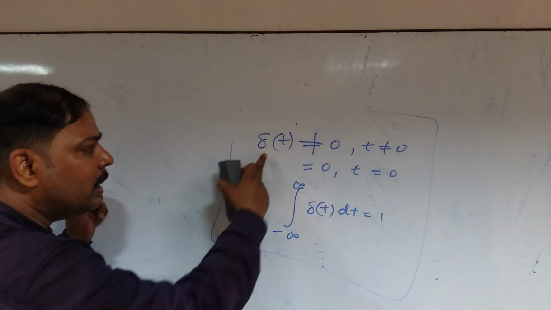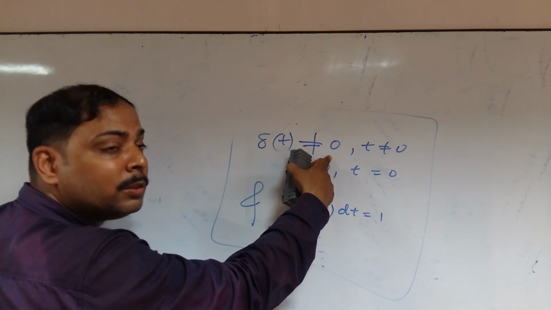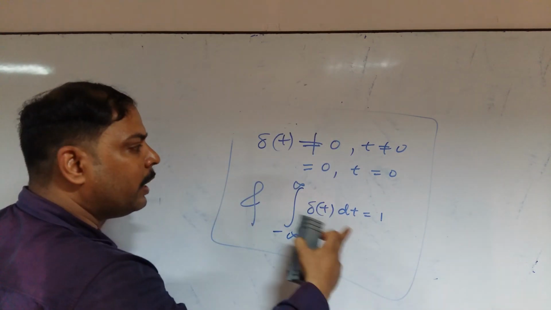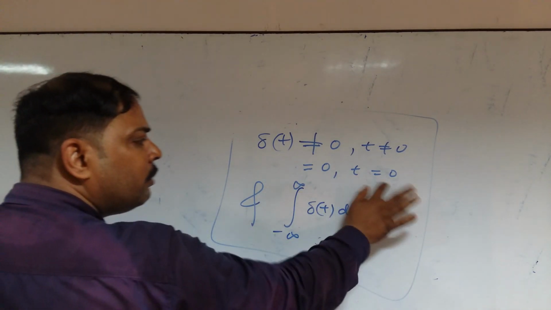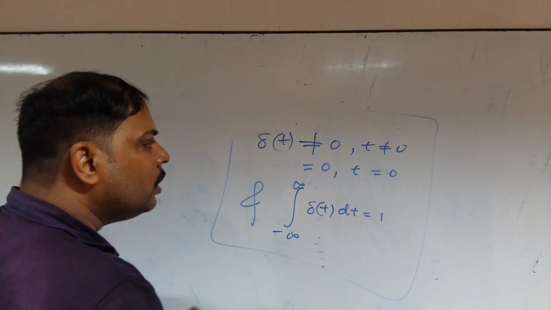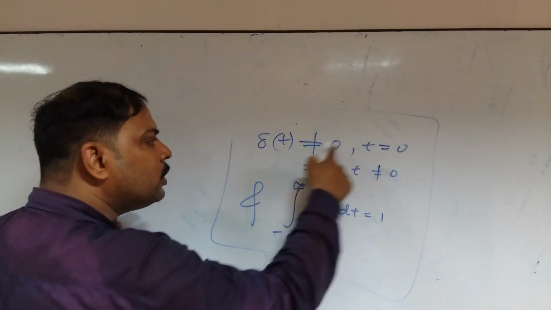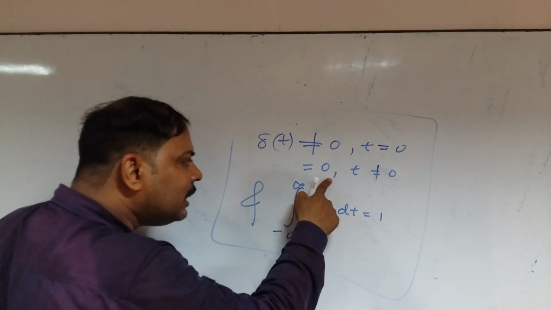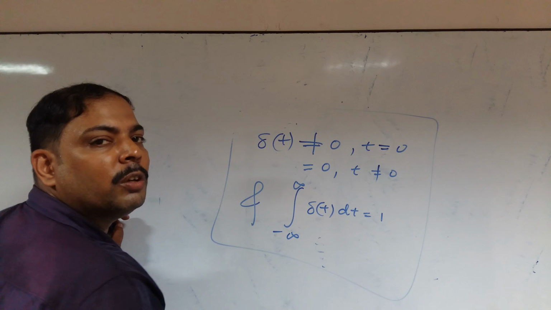It is very simple. Delta is not equal to 0 at t equal to 0; its value tends towards infinity. It is equal to 0 at t not equal to 0. At t equal to 0, its value is not equal to 0, and at t not equal to 0, its value is 0. And this integration is equal to 1.